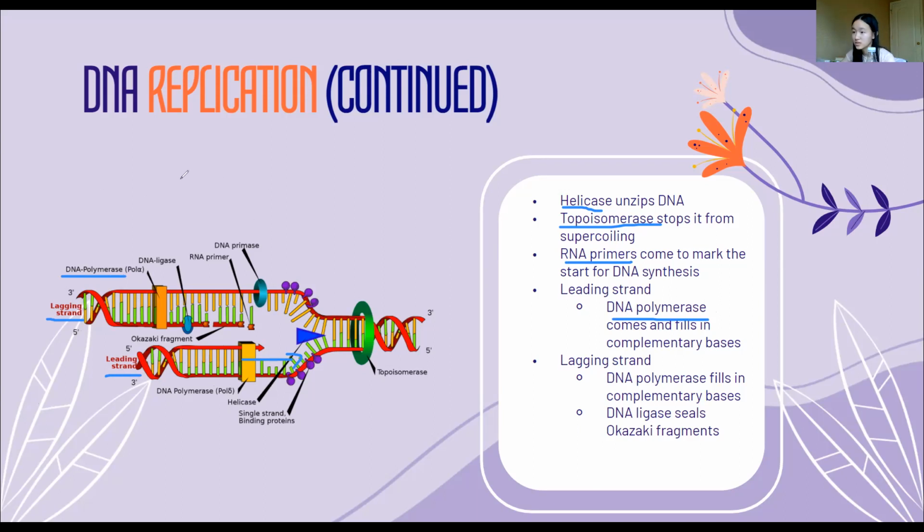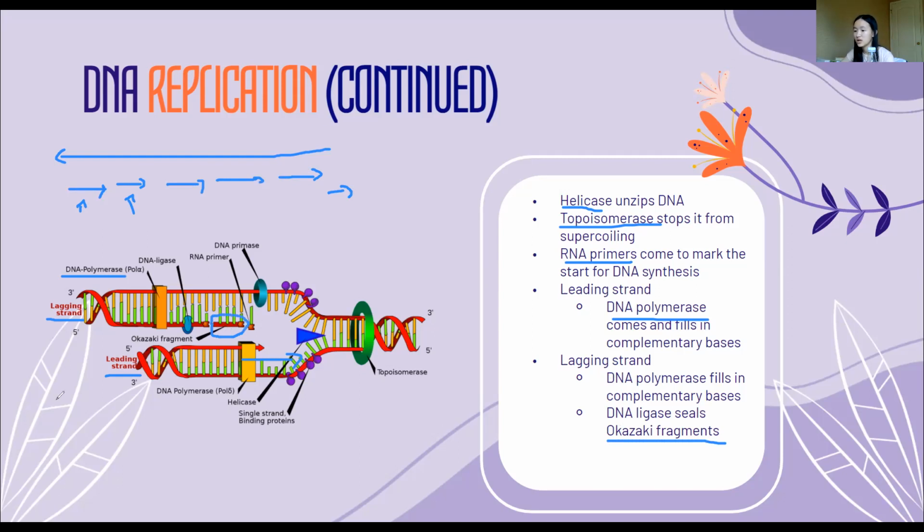So if this was the lagging strand, if it went in this direction, remember the DNA polymerase can only go in this direction. So it would have to work like this, and then it jumps back like this, jumps back, and keeps going like that. So that is why it's a little more complicated. And these small fragments right here, they're called Okazaki fragments. You can see them right here.